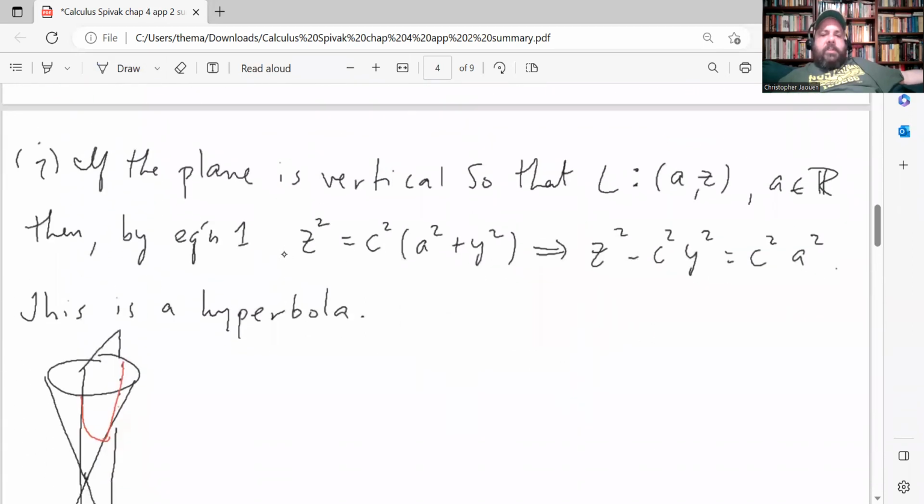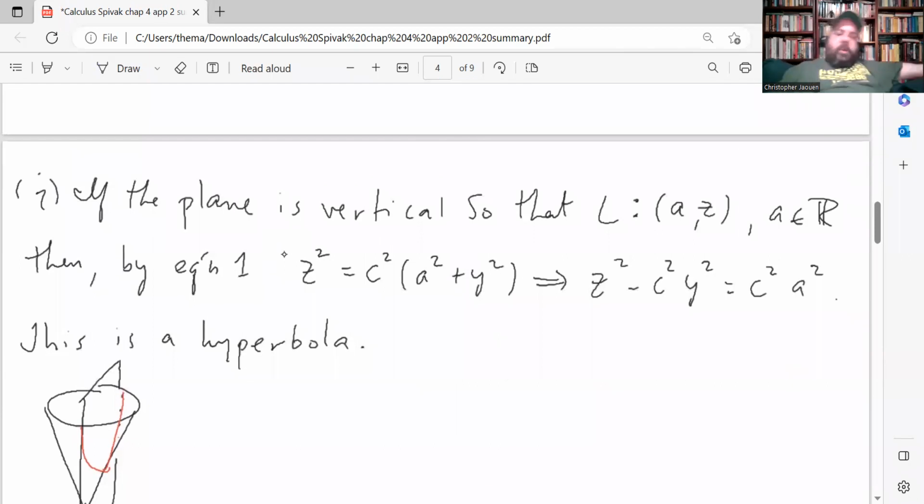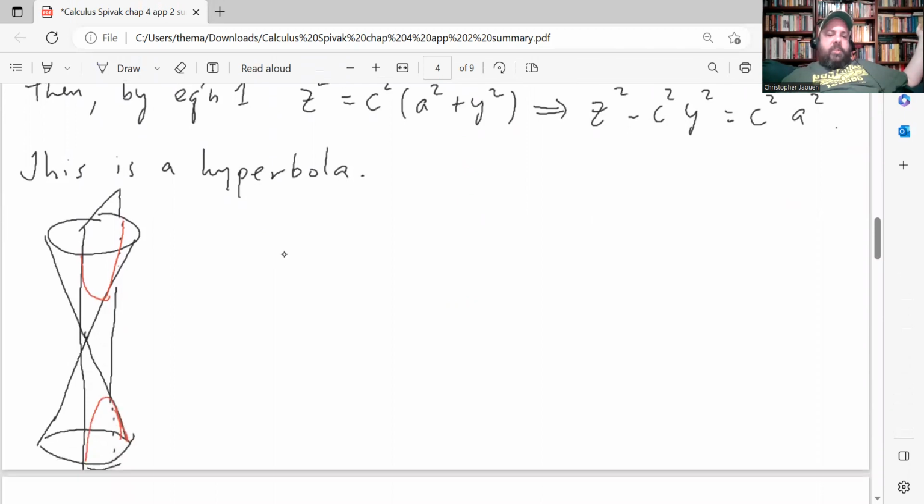Plugging that into that equation, we get z squared, after you square, z squared is c squared times a squared plus y squared, and you can solve for the constant on one side. So you get the equation c squared minus c squared y squared equals c squared a squared, which of course is the equation of a hyperbola. So this is the geometric picture here.